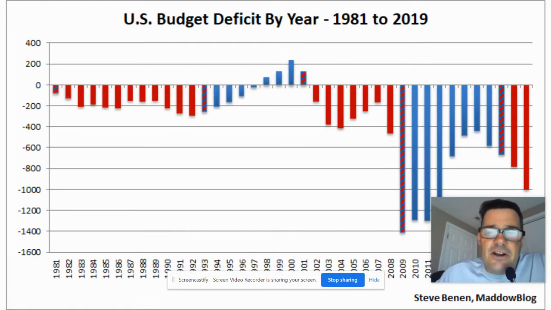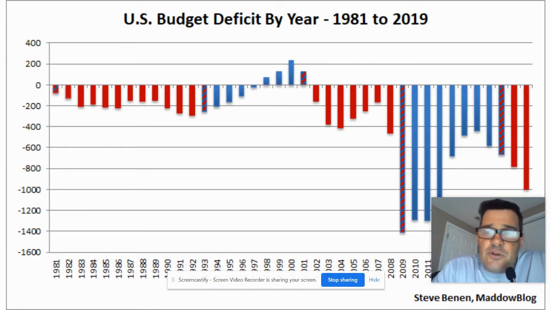You can see here, this is the budget deficit year to year. If it's red, it's a Republican president. If it's blue, it's a Democrat president. If it has a shade of blue or red, that's the transitional year when one president leaves and another comes in. You can see all of the years here going back from 1980. So we're going back 40 years anyway.